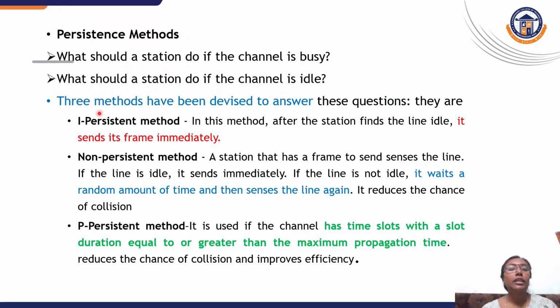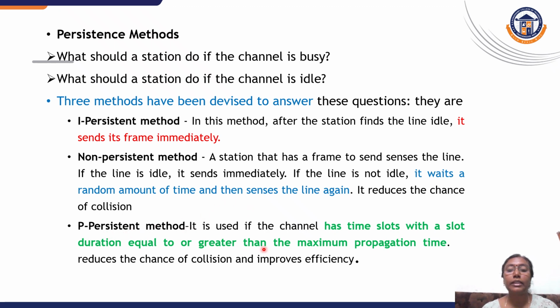From CSMA, three methods have been devised which tell what the station should do if the channel is busy and what it should do if the channel is idle: the 1-persistent method, the non-persistent method, and the p-persistent method. In the 1-persistent method, after a station finds the channel idle, it sends the frame immediately. In the non-persistent method, it waits for a random amount of time, then senses the line again, so that it will send the frame. It reduces the chance of collision.